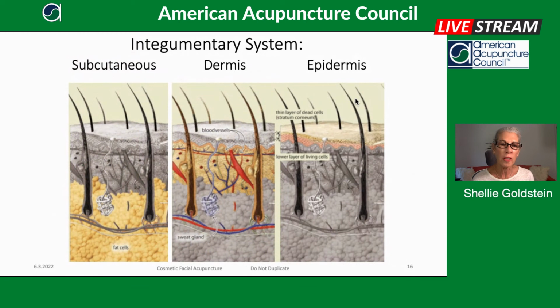And then we see systemic changes in the integumentary system. The integumentary system is made up of three layers. It's made up of the subcutaneous, or the fat layer. It's made up of the dermis, the mid layer, and it's made up of the epidermis, which is the very surface area of our skin. It's what we see when we look in the mirror or when we look at each other.